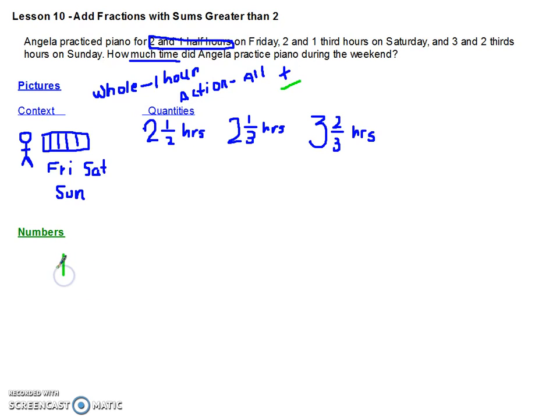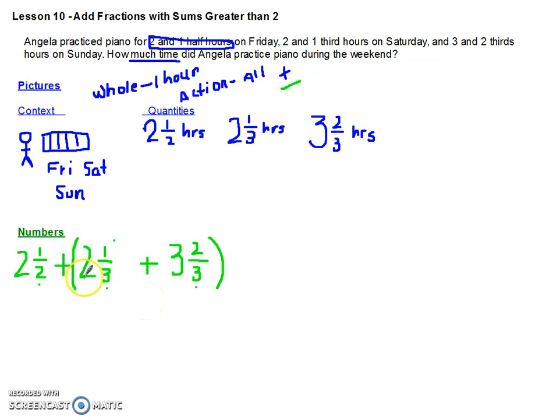So I am going to have 3 facts in my addition. So I'm going to go ahead and write my equation. So I have 2 1/2 plus 2 1/3 plus 3 2/3. Now, I can't simply add these fractions because they all have different denominators, and I need to have like denominators in order to add. So what I can do is I do have 2 fractions here that do have like denominators, so I can go ahead and add those ones together.